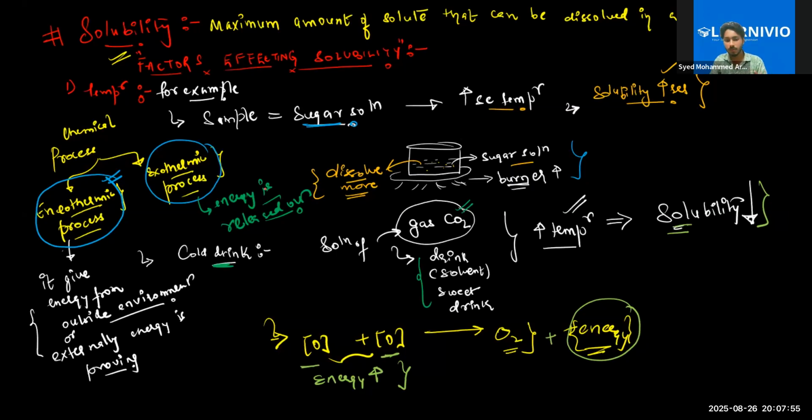And if we talk about the exothermic process, it is vice versa, because the exothermic process is the process in which energy is released out. If energy is released out, that means we do not need to apply external energy. If we apply external energy, then the solubility is going to decrease. So these are the two processes showing how solubility depends on temperature.